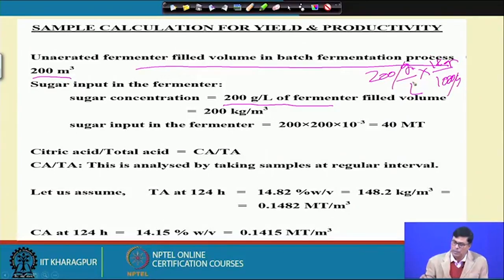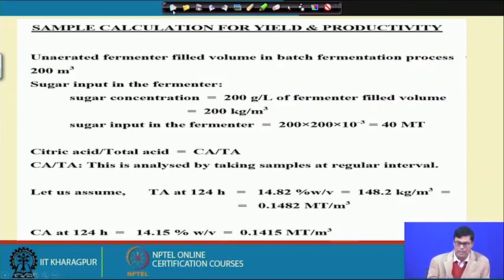The liter you can convert to cubic meter. How do we convert to cubic meter? 1 cubic meter is 1000 liter. The liter will cancel, and 1000 will cancel. That means that 200 gram per liter is equal to 200 kg per cubic meter. You can write like this. So, the sugar input we can easily calculate. We know 200 cubic meters, so if you multiply that, we will get 40 metric tons of sugar.